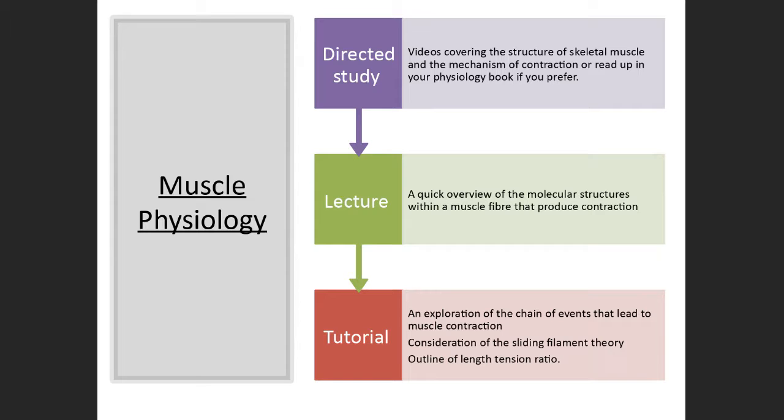Then we're going to go through this quick overview and understand what muscle physiology is all about. How is a muscle contraction produced? And have a greater understanding of what we mean when we talk about muscle contraction, which is ultimately quite a lot of what we do in physiotherapy. So we're going to explore the events that lead to a muscle contraction. We're going to explore things like the length-tension ratio of the muscle, and of course the sliding filament theory.